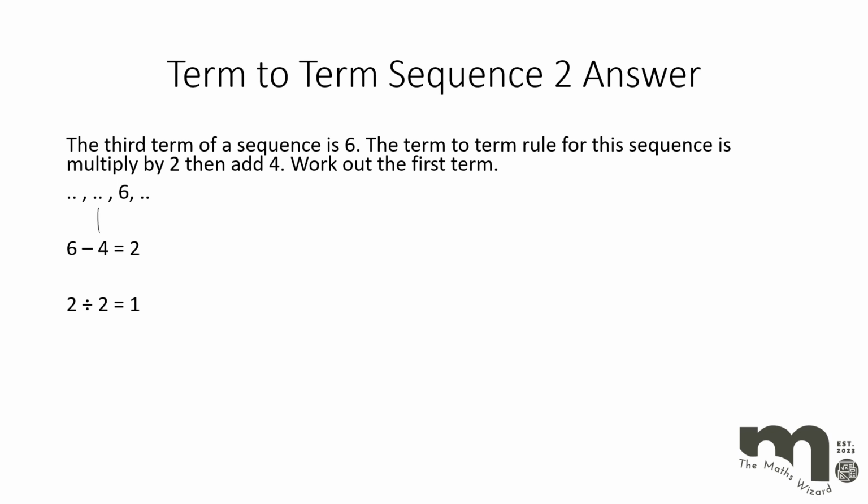So now we're going to go from 1, our second term, to get that first term. Remember again, the opposite of adding 4 is to subtract 4. So if we take that away, we'll get minus 3. Then we've got to divide by 2. So minus 3 divided by 2 will give you minus 1.5. Or you can write this as a fraction if you want to, minus 3 over 2, so minus 3 halves. Either way would be accepted as a valid answer for this particular question.